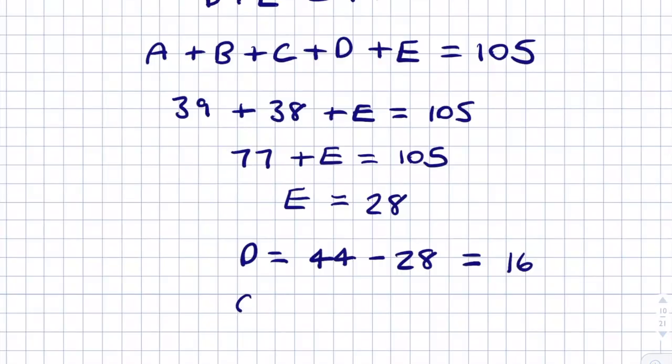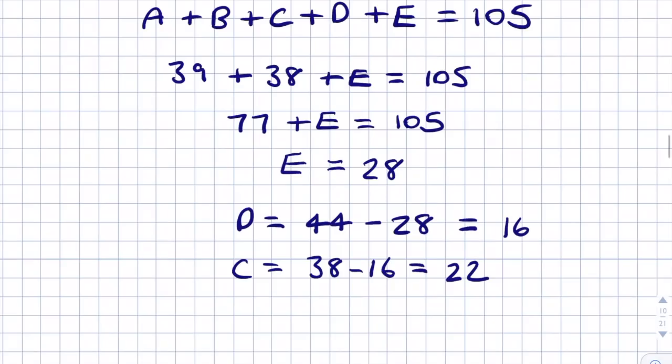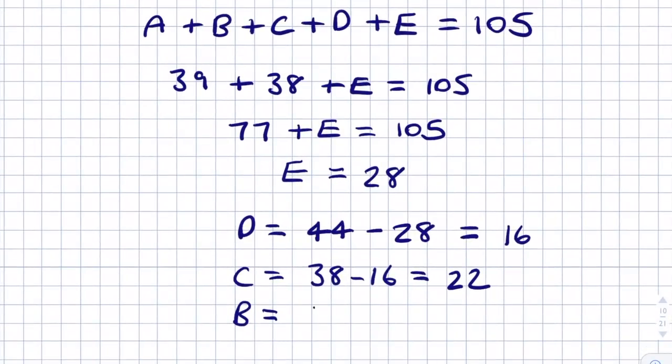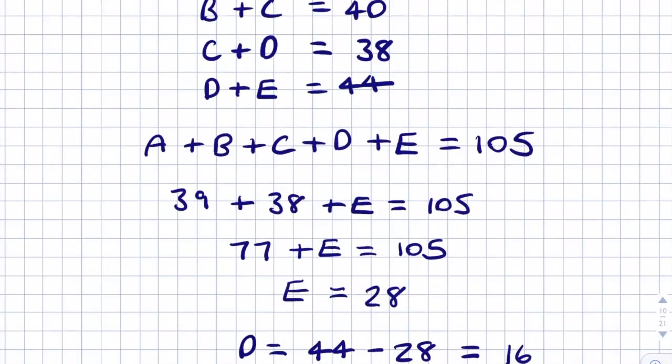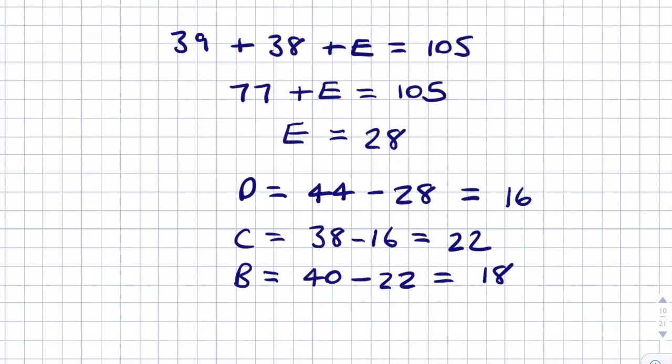Claire's age is going to be 38 minus Dan's age, which is 16. 38 minus 16 is 22. Now Bob's age is going to be 40 minus Claire's age, which is 22, and that's going to give us an answer of 18. And then Alice's age is going to be 39 minus Bob's age. 39 minus 18 is 21.